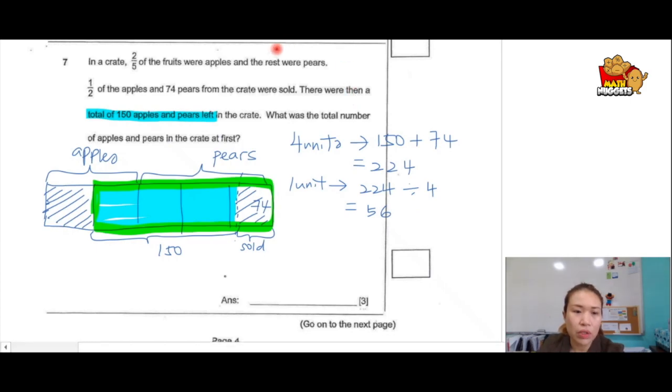What was the total number of apples and pears in the crate at first? At first, in total, we have 5 units, right? So in order to find 5 units, you take 56 times 5, get 280.